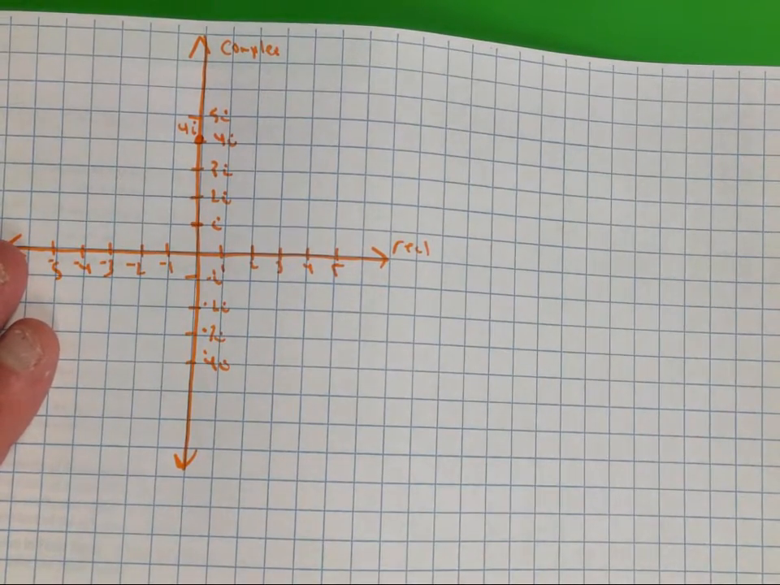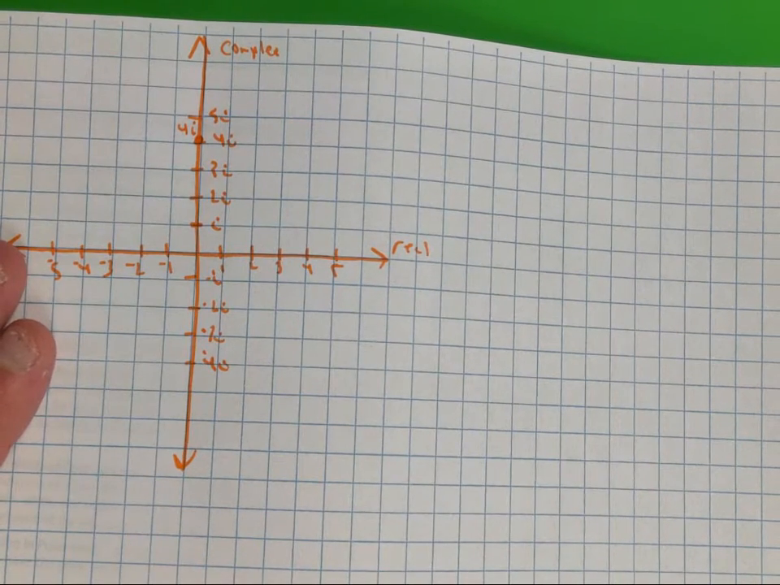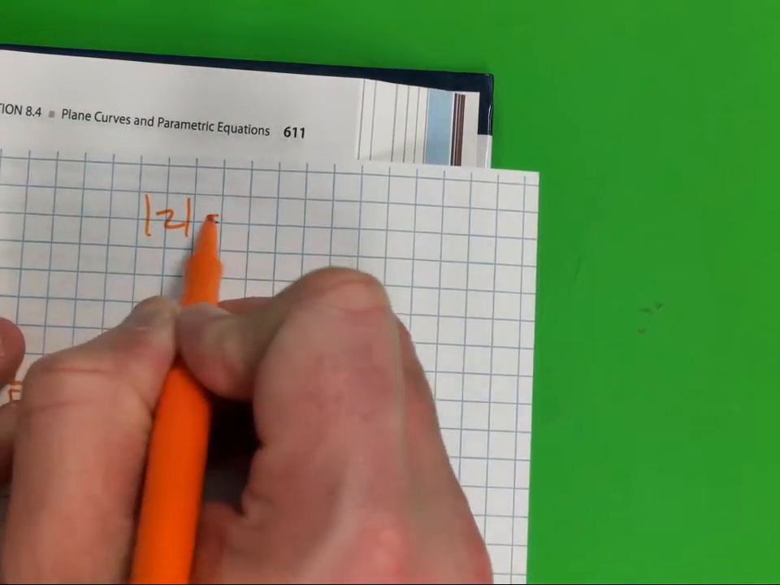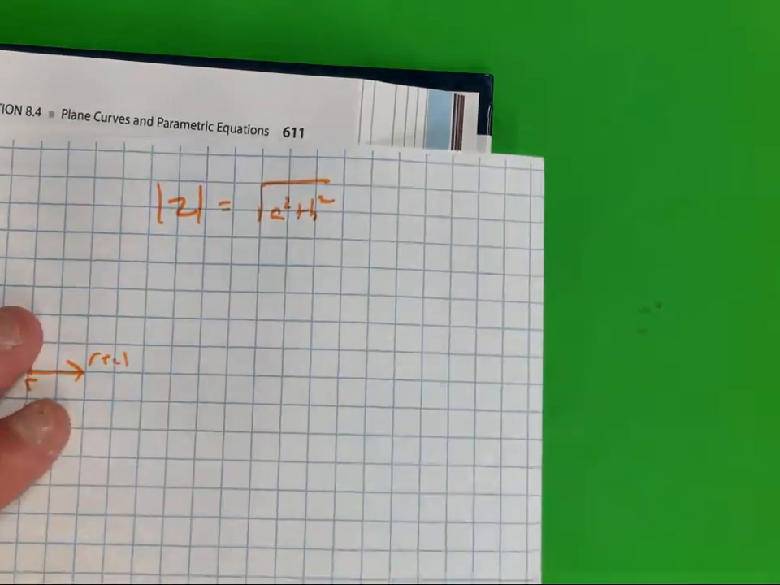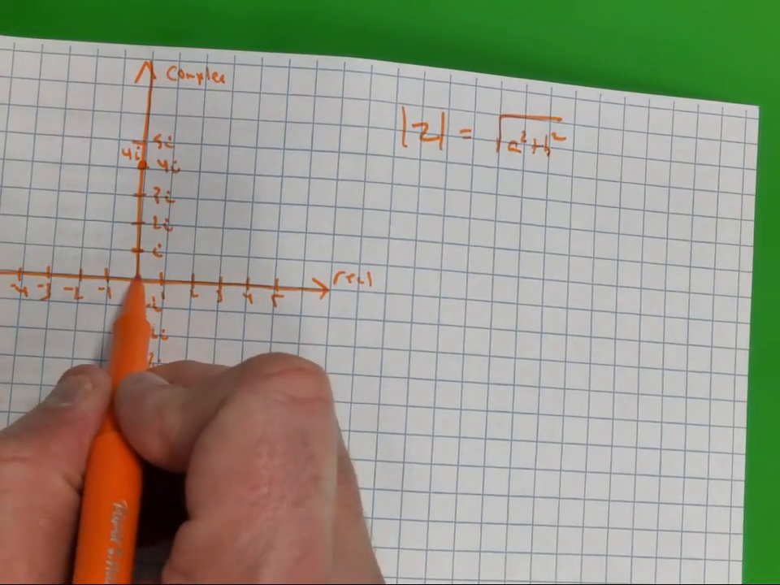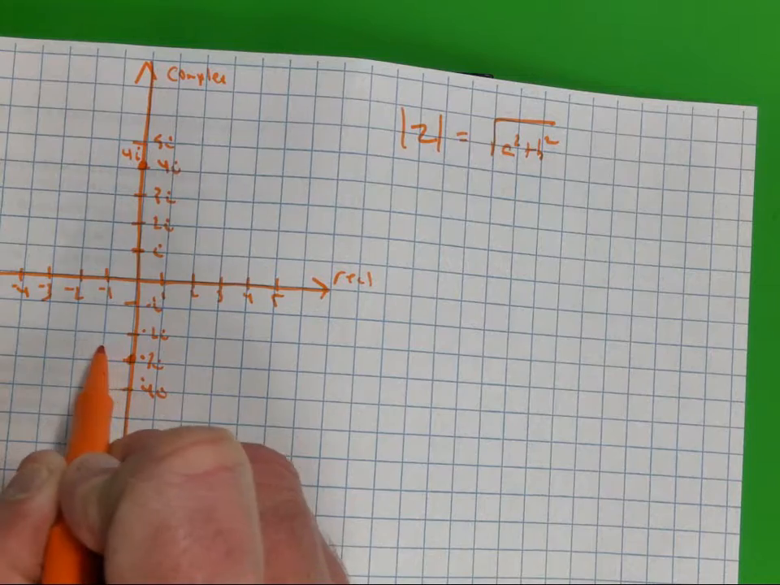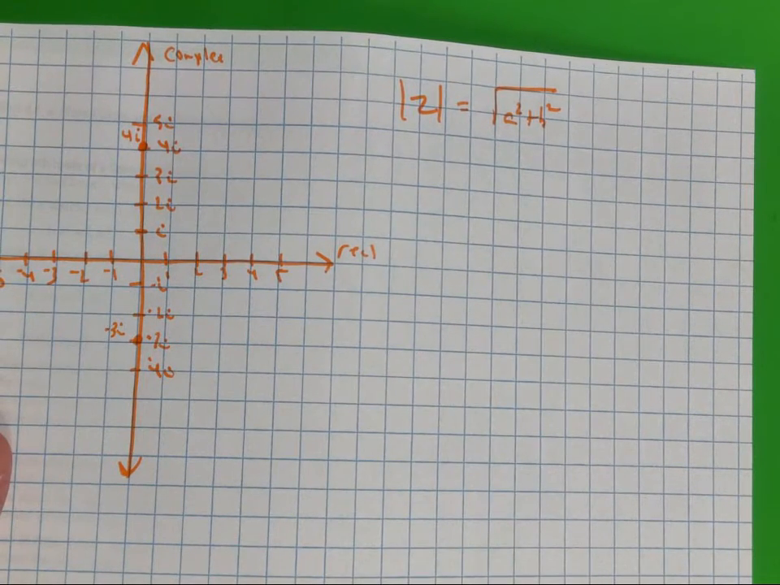What is your modulus for that one? What's the absolute value of 4i? 4. Did everybody get 4? The formula for finding the absolute value, which is known as the modulus, is the square root of a squared plus b squared. Number 6, negative 3i. I start at my origin, I do not move, I go down 3. What's your modulus for negative 3i? 3. Does everybody understand that?